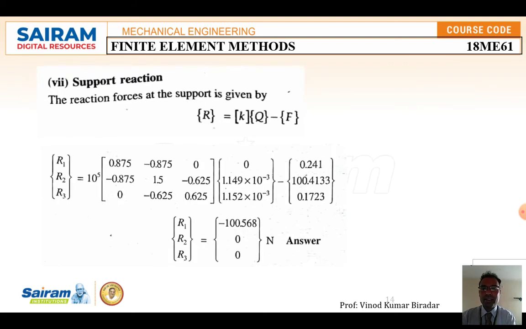Coming to the support reaction, we already have the formula. Support reaction R is equal to KQ minus F. Substitute all the values, simplify, and you are going to get the reaction. R1 is equal to minus 100.5678. The minus indicates that the reaction is acting in the opposite direction, and R2 is equal to 0 and R3 is equal to 0, okay. At R2 and R3 there is no reaction.